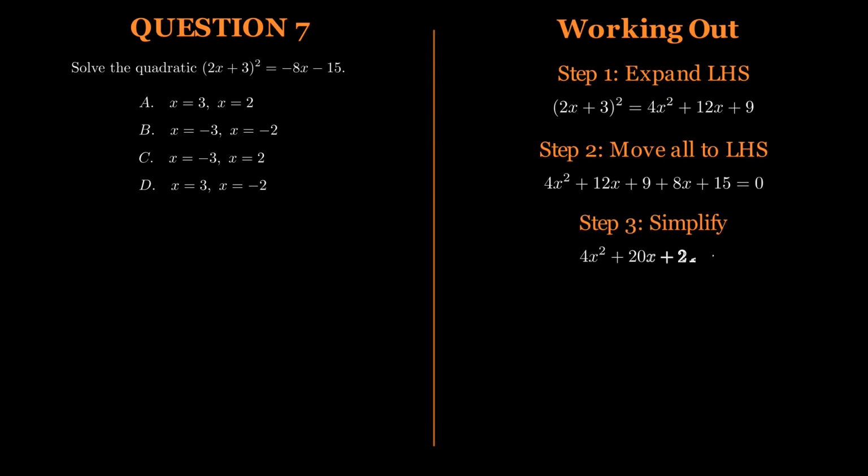Step 3. Combine like terms. 4x squared plus 20x plus 24 equals 0. Step 4. Divide the entire equation by 4. We obtain x squared plus 5x plus 6 equals 0.